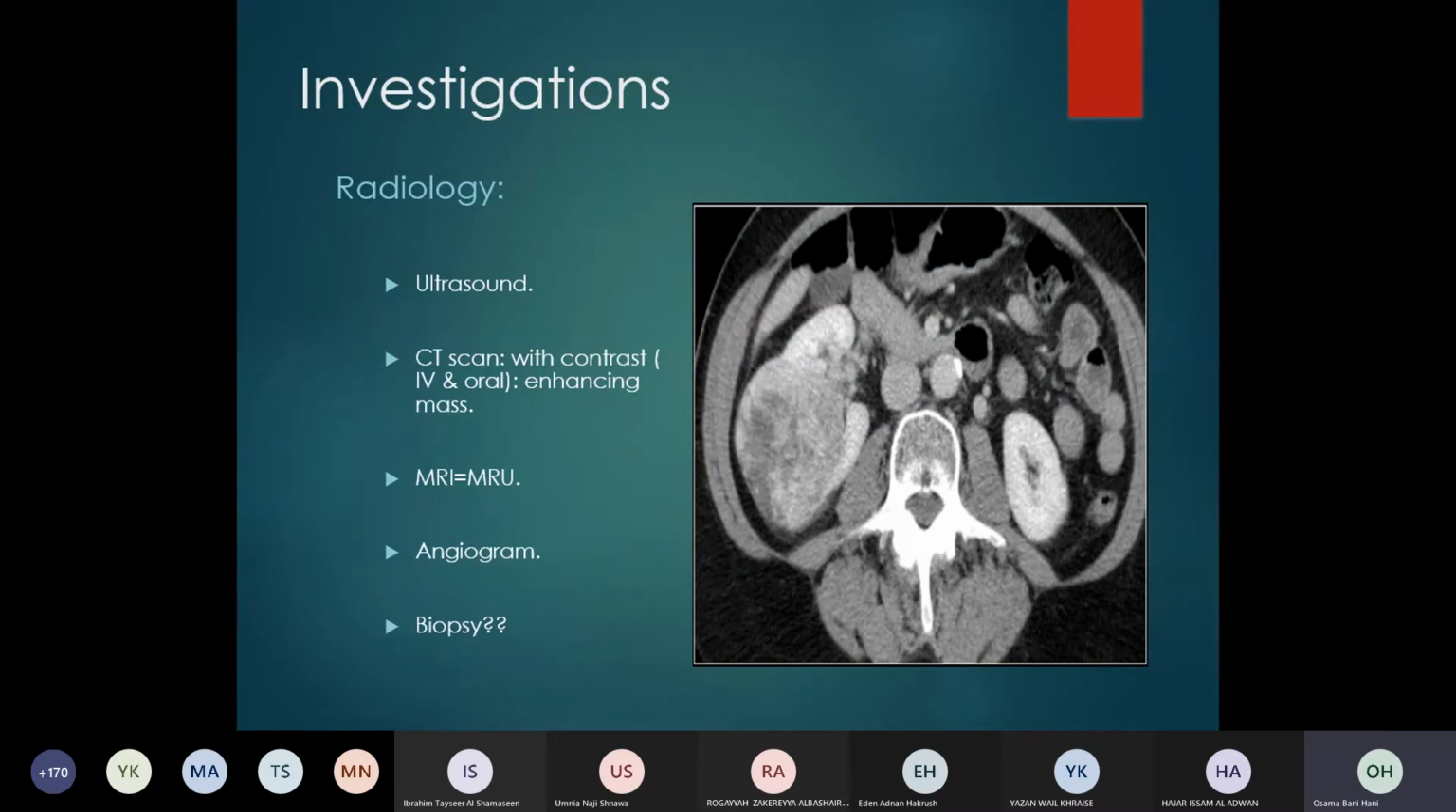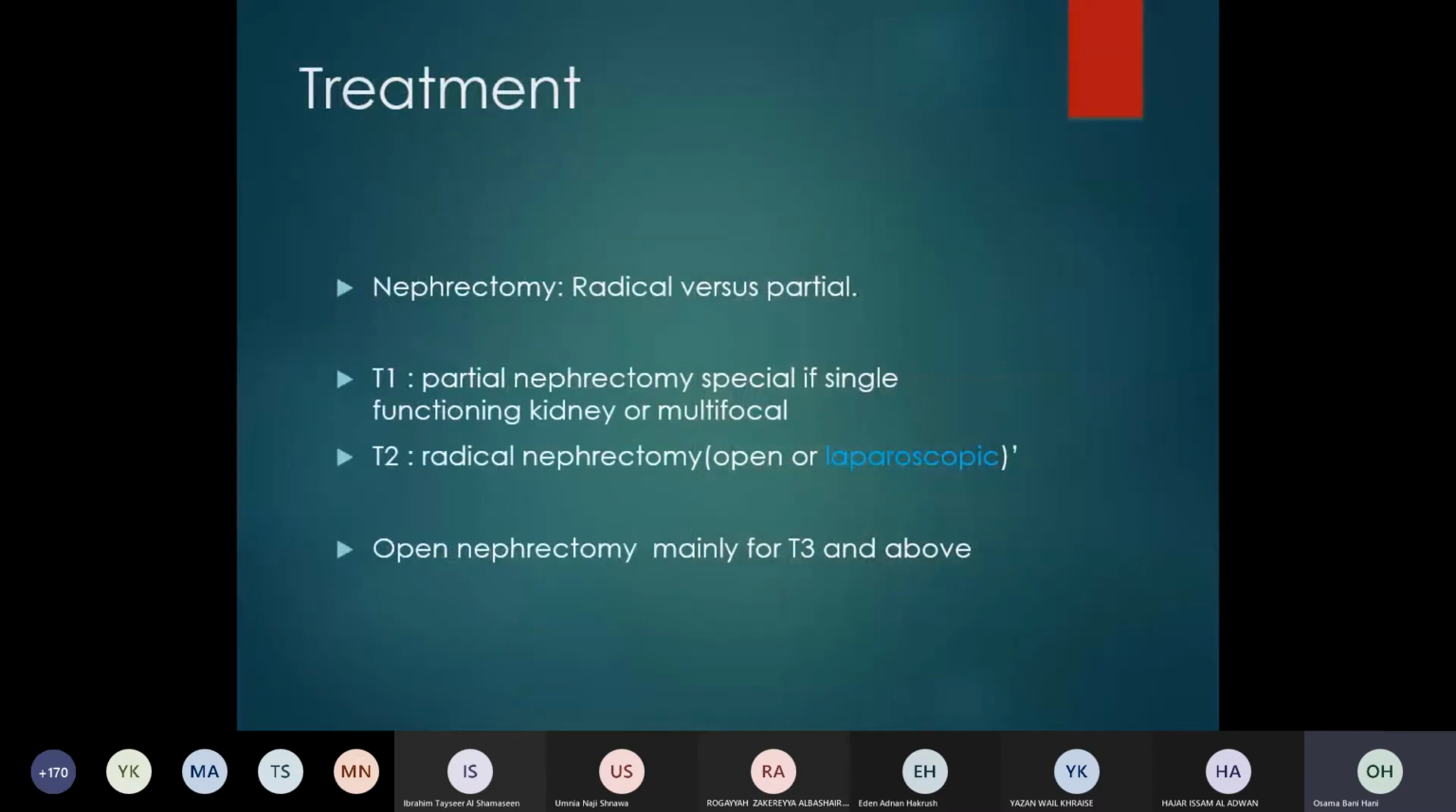Because we know that till now, treatment is getting rid of the tumor, which is the nephrectomy. And the gold standard, the old classical teaching, is radical nephrectomy, which means I have to take out the whole kidney within its Gerota's fascia, with the suprarenal gland, the adrenal gland. But nowadays, partial nephrectomy, where I can take the tumor with safe margins حواليها, especially in the lower pole.